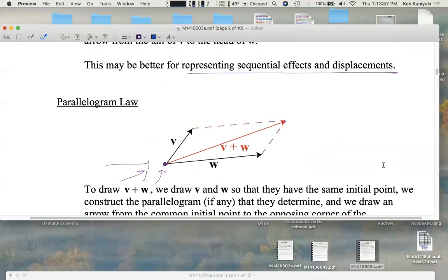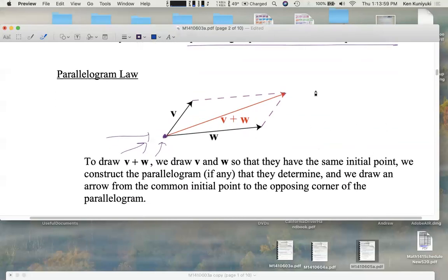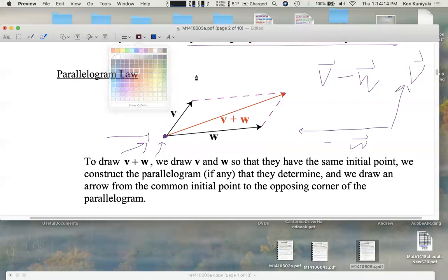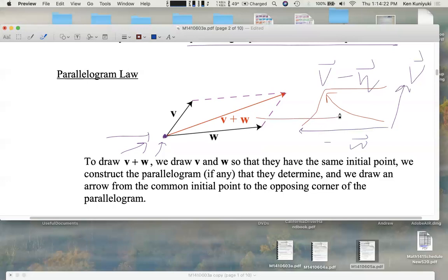So that's how you add vectors. And again, to subtract vectors, you would add the opposite. So for v minus w, you would take the v vector over here, and you would add the opposite of w. And that resultant vector would look more like this when applying the parallelogram law. All right, v plus w here.